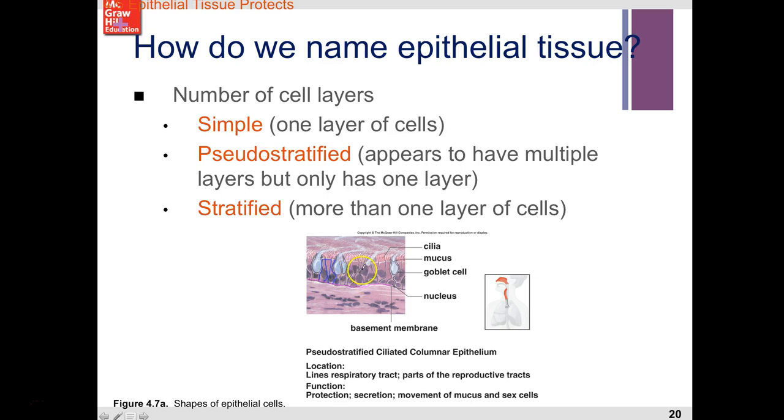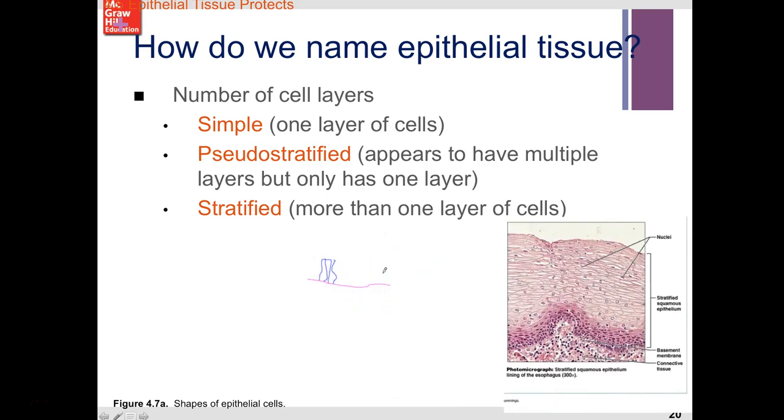Now the reason why these cells look like they're many layers is because their nuclei are all kind of all over the place. We have some that are down low. We have some that are up high. And so you think that there's many layers, but there's only just one. And next we have stratified. So stratified means we have more than one cell layer. And let me show you where the basement membrane is on this image, because this is an image of your skin, the very top layer of your skin, the epidermis. So here's my basement membrane.